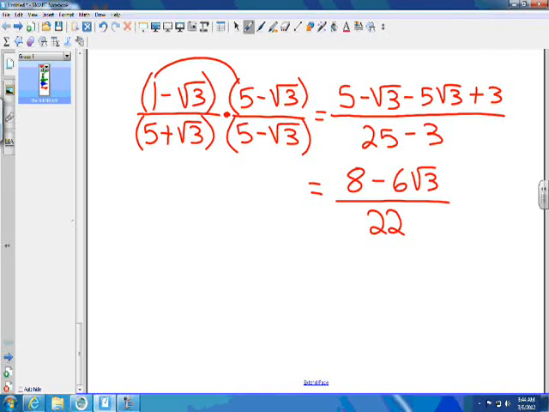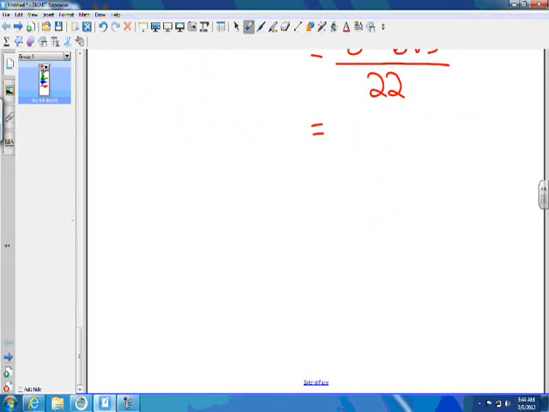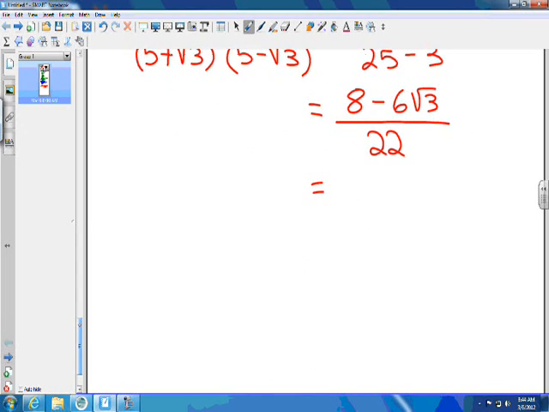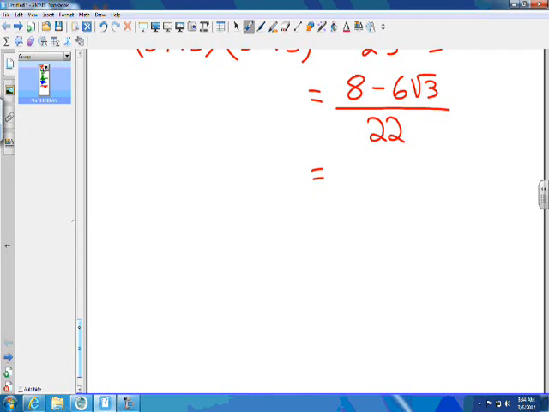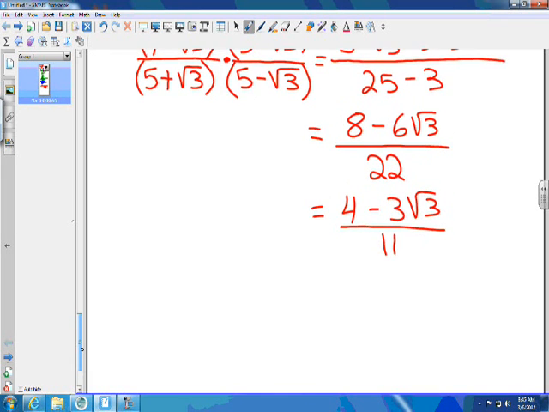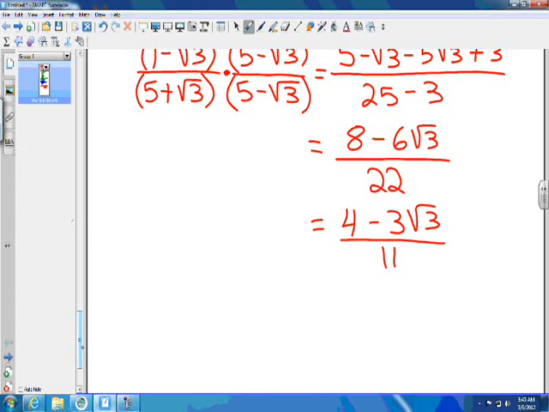So knowing that, then what do you think we can do to this? Is there anything else? Take a 2 out of all 3 of those numbers. Make sure you do that. You want it as simplified as possible. So we would end up with what? 4 minus 3 square root 3 all over 11. Remember that rule. Don't forget that was the last step.